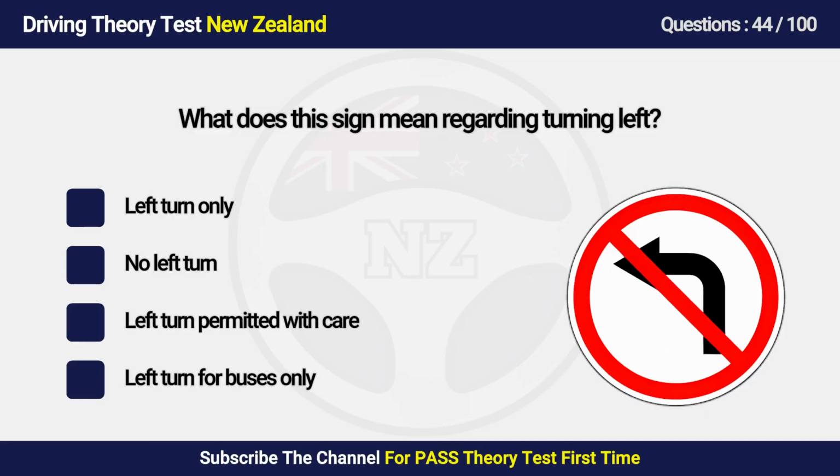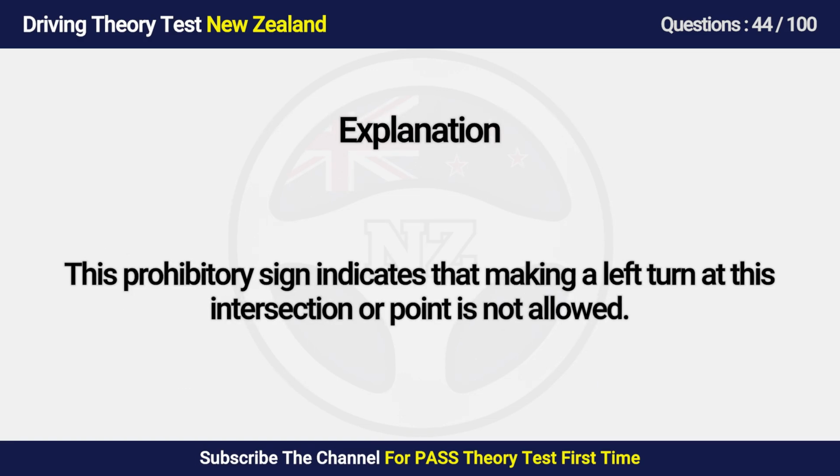A. Left turn only. B. No left turn. C. Left turn permitted with care. D. Left turn for buses only. Answer is B. No left turn. This prohibitory sign indicates that making a left turn at this intersection or point is not allowed.